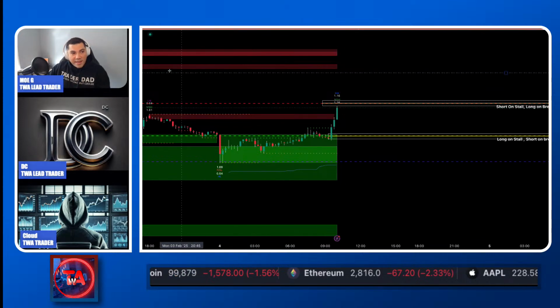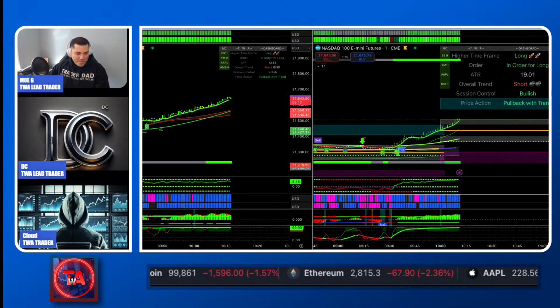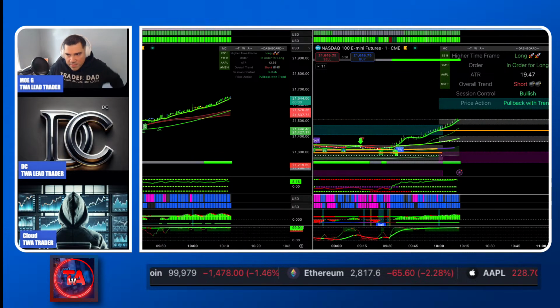The TWA game planning. God, I think that's worth everything I spent on mentorship alone. Even when I mess up on entries and stuff, my levels are still on point.